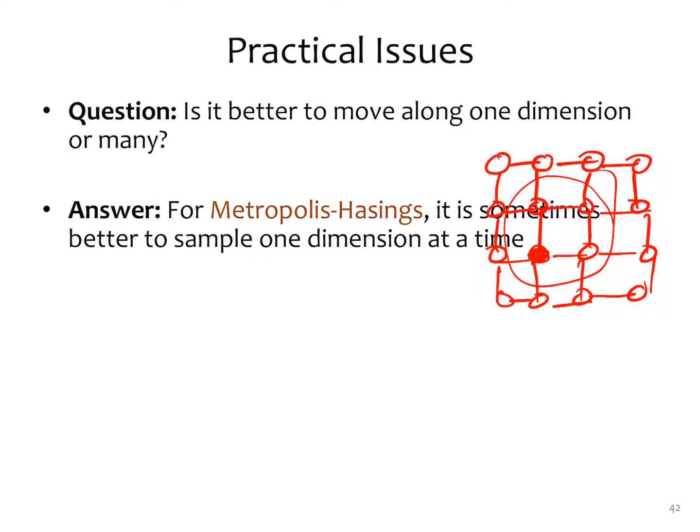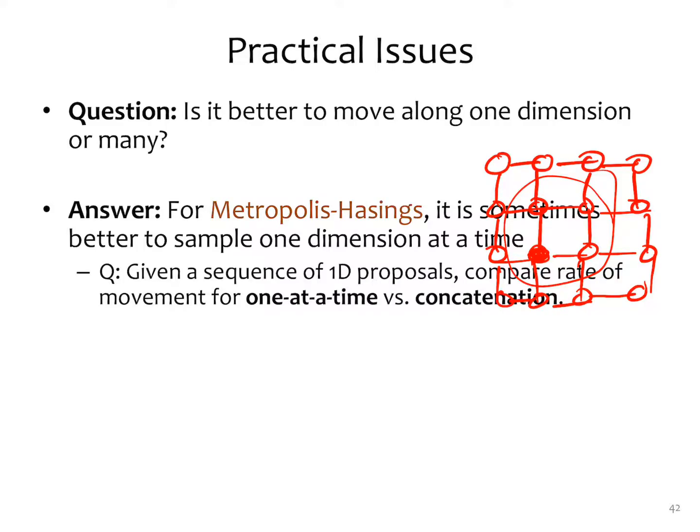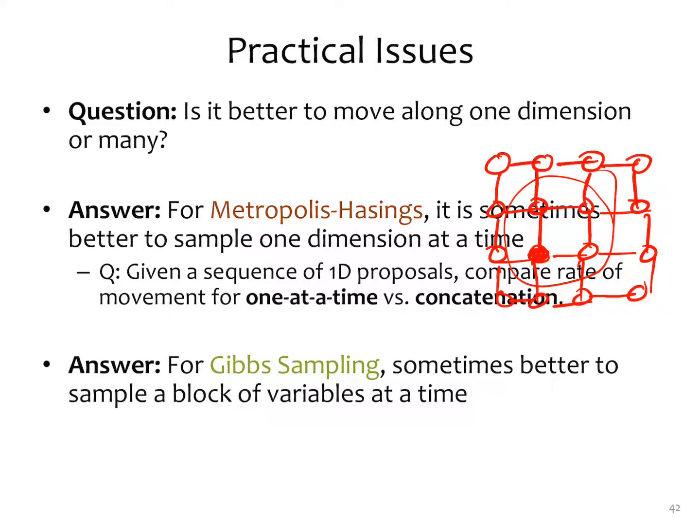Another question that you may ask: so it's better to draw a sample from a block of the distribution than just one variable at a time. And the same machinery applies.